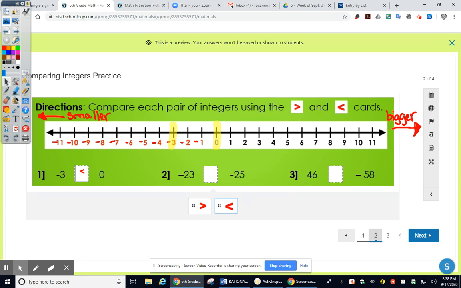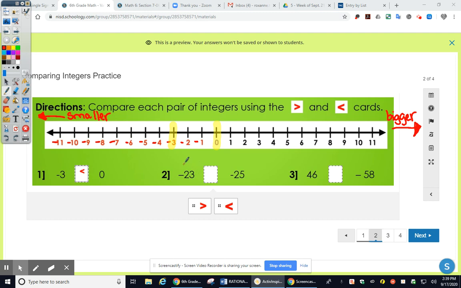All right, now let's look here. We have negative 23. Our number line doesn't go that big, but let's think. We have negative 23 and negative 25. So, in positive world, 25 would be greater, right? But when they're in negative world, it's the opposite.